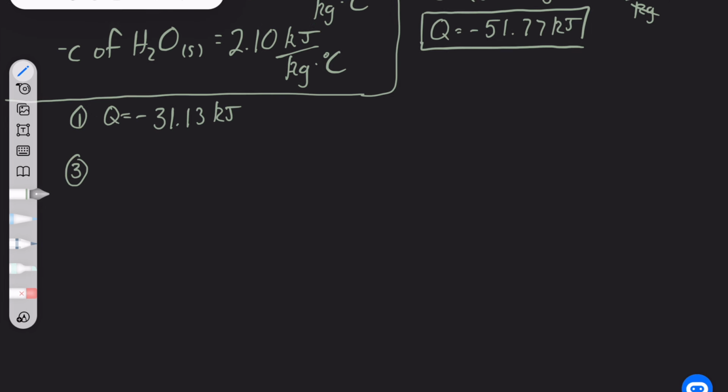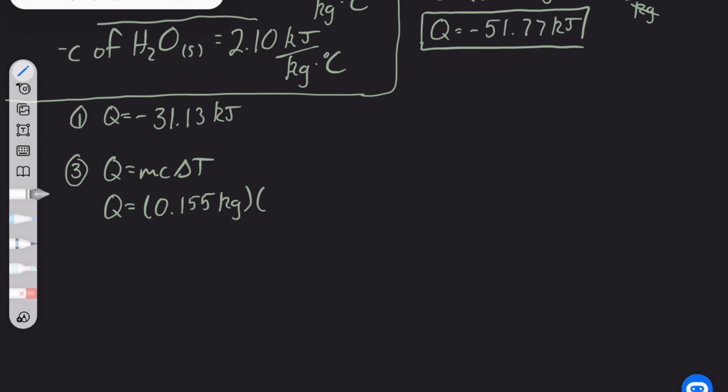And let's move on. And finally, step number 3, we are going from 0 degrees as a solid down to negative 19 degrees as a solid. So therefore, we are going to be back to using Q equals mc delta T. So our mass hasn't changed. It's still going to be 0.155 kilograms. Our C value has changed because we are no longer H2O as a liquid. We are H2O as a solid.